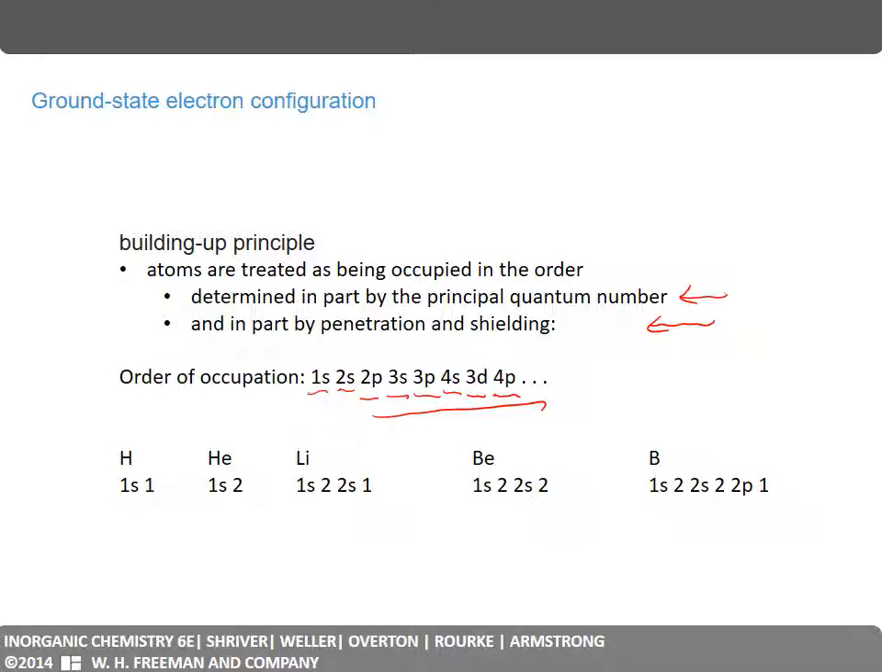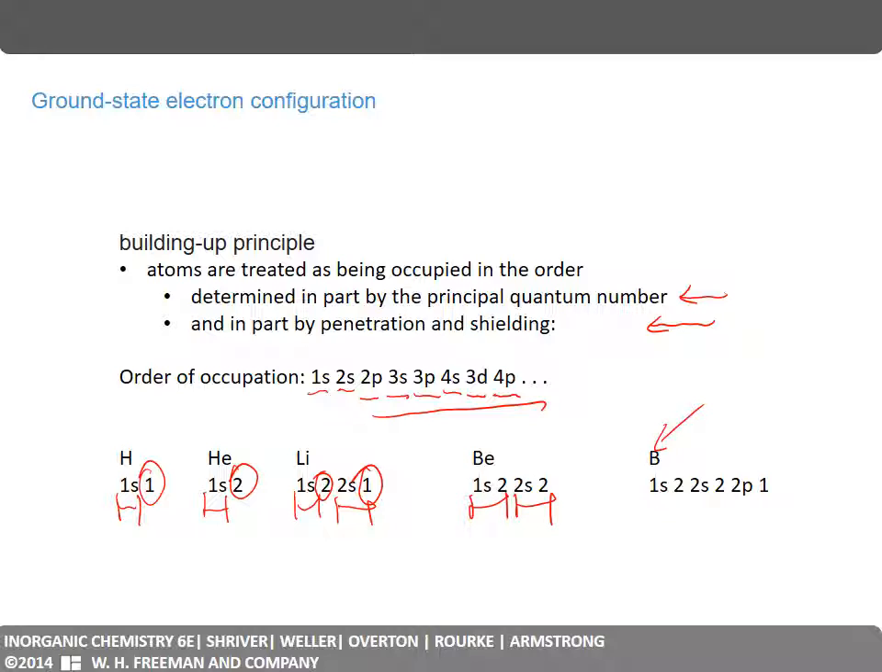Hydrogen has, in a 1s orbital, 1 electron. Helium, 1s orbital, 2 electrons. Why? Because the s orbital can only sustain 2 electrons. Then lithium, we have 1s with 2 electrons, and 2s with 1 electron. Then we have 4 electrons here, so 1s and 2s are complete.